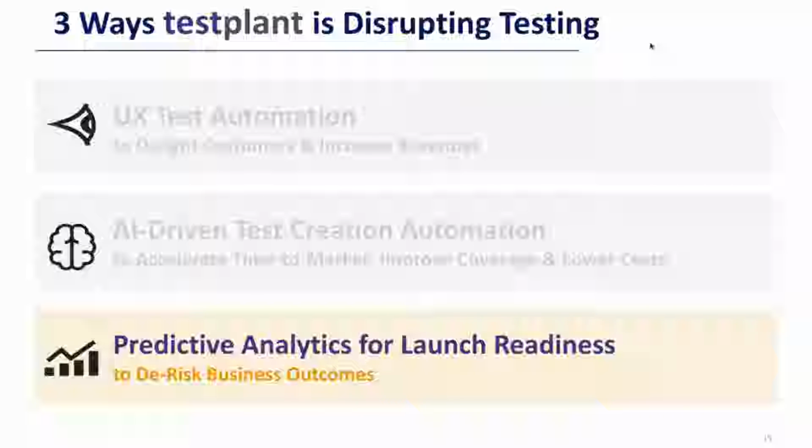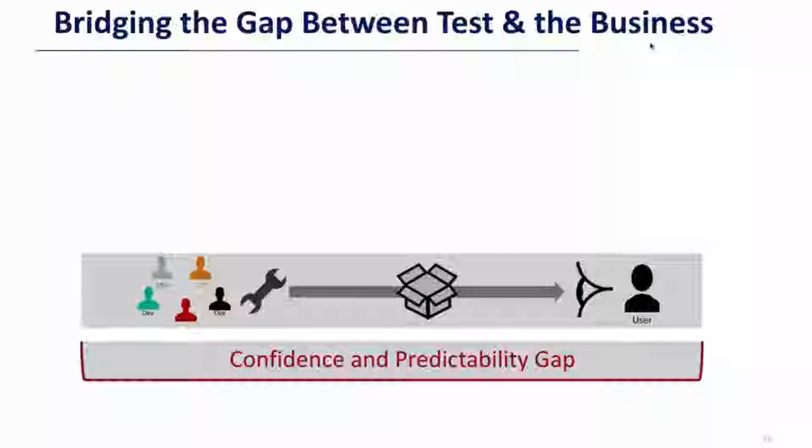So that was AI-driven test creation. And then the final area in which we're disrupting testing is predictive analytics for launch readiness. And the idea here is that we can see what impact this release is going to have on the business and ideally de-risking any issues before we do the release. So here I'm introducing another of my gaps. This is the confidence and predictability gap.